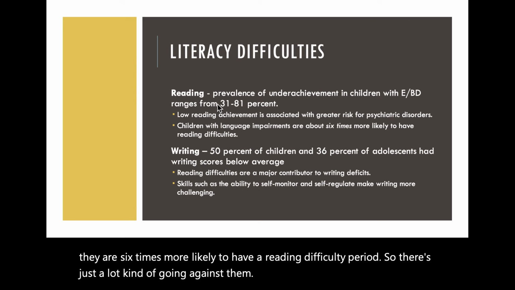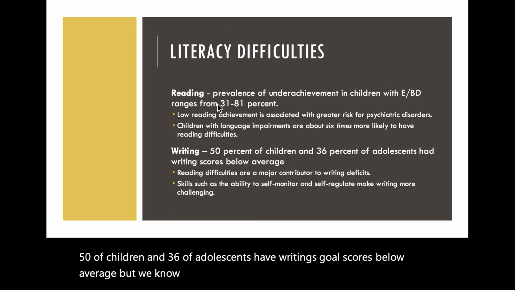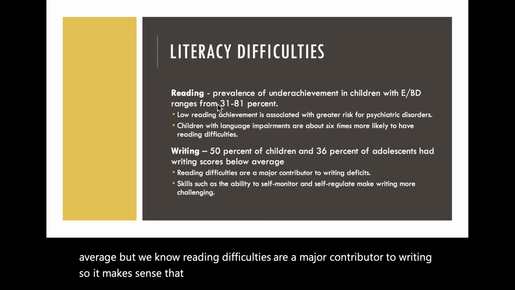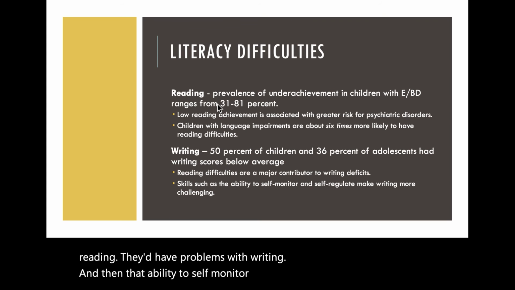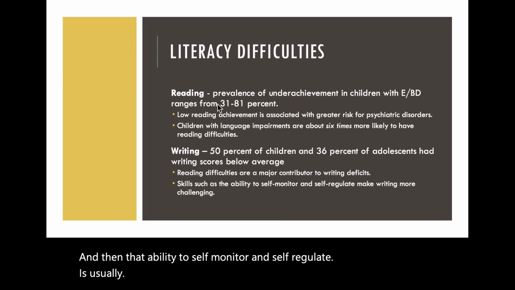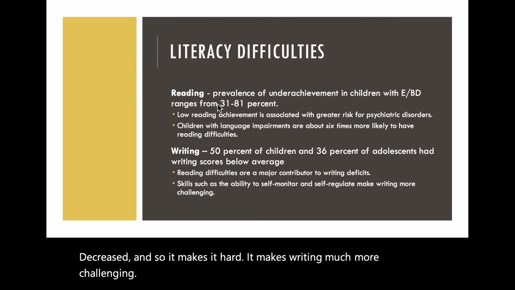50% of children and 36% of adolescents have writing scores below average. But we know reading difficulties are a major contributor to writing. So it makes sense that if they have problems with reading, they'd have problems with writing. And then that ability to self-monitor and self-regulate is usually decreased. And so it makes writing much more challenging, to stay on topic as you're writing.